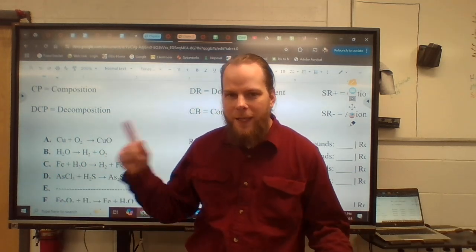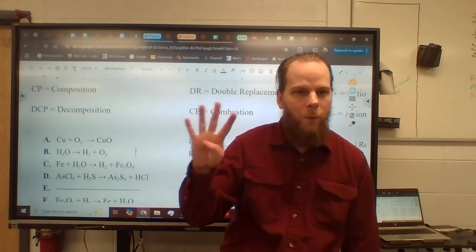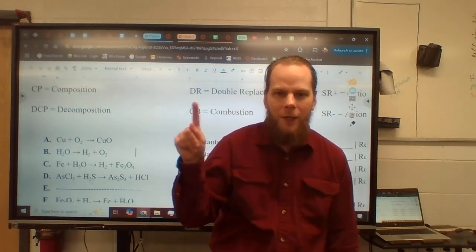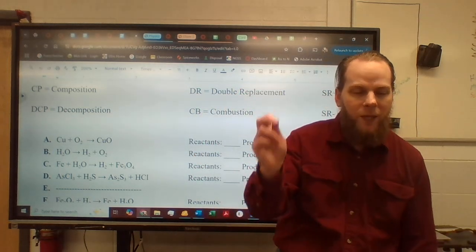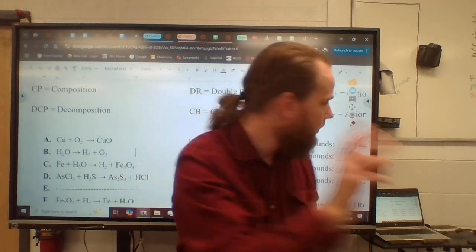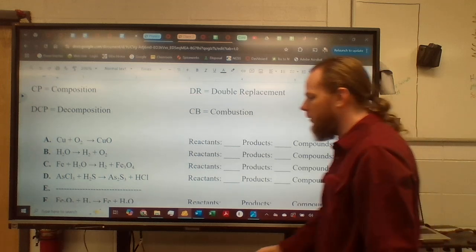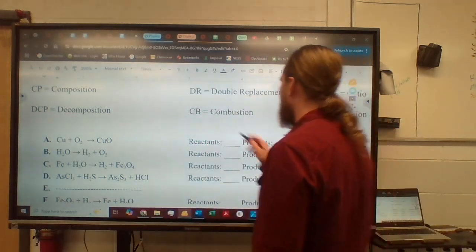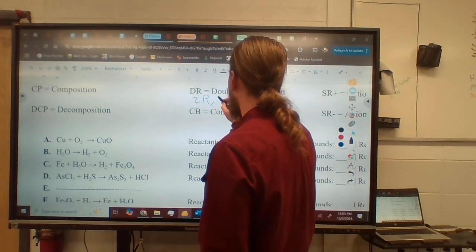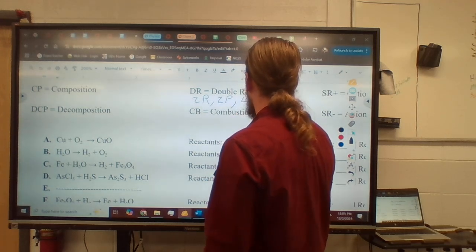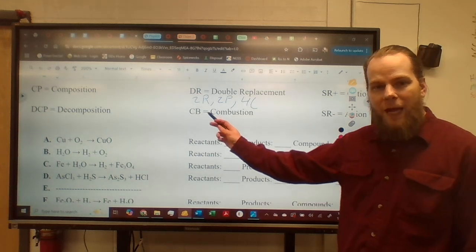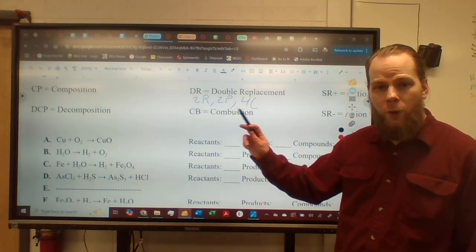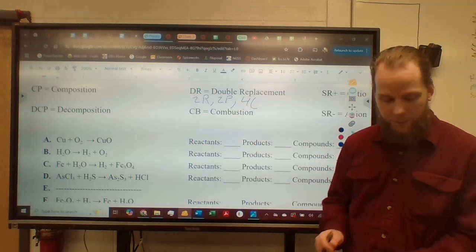So how did we identify that? Well, double replacement has to have 4 compounds. Write that right here: double replacement must have 4 compounds. Everything has to be a compound. But it also has to have 2 reactants and 2 products. Don't forget that. So if you're wanting to write that, a good way to do that is 2R, 2P, 4 compounds. Okay, it has to have 2 reactants, 2 products, and all 4 of these have to be compounds.